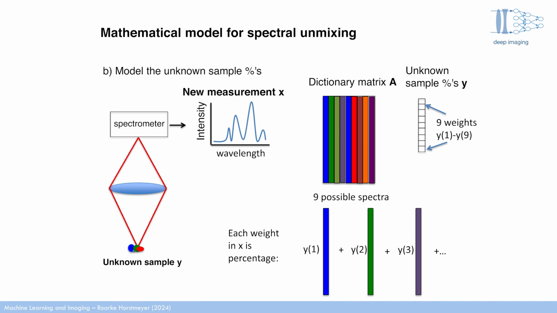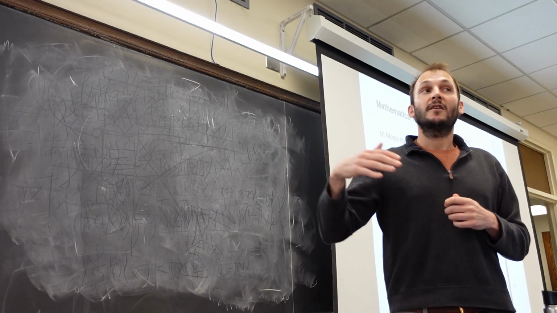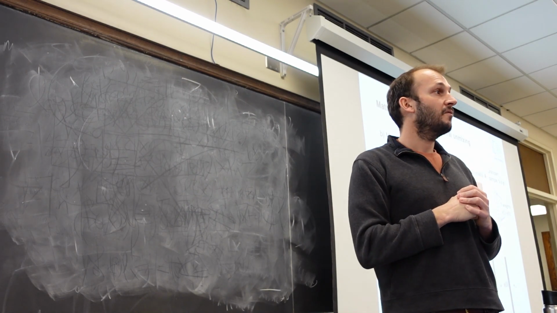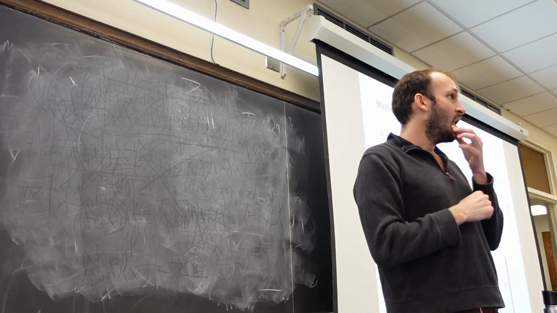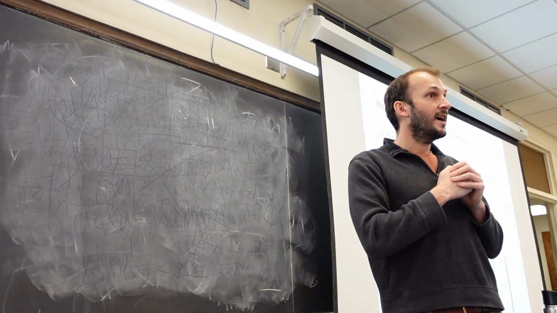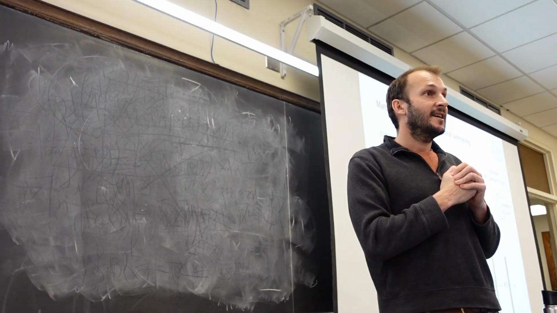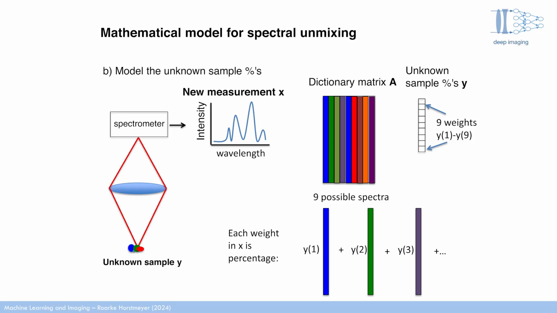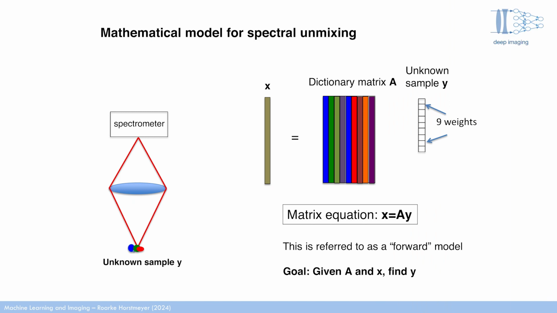So if we put a new sample under our spectrometer and it has an unknown mixture of different percentages of each fluorophore, we can model that as the matrix product of y into A, which then equals our new measurement x. We don't know the values of y yet, right? But that's what we're trying to figure out. If we did know the values of y, then we could multiply those known values into A, and they should match our measurement x, right? In this new scenario. Okay, and so you can write in a matrix equation, x, your measurement, equals the dictionary matrix A times these unknown weights y.